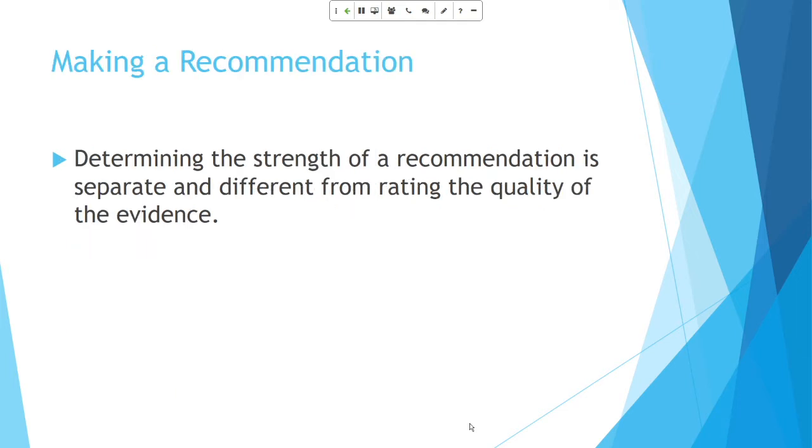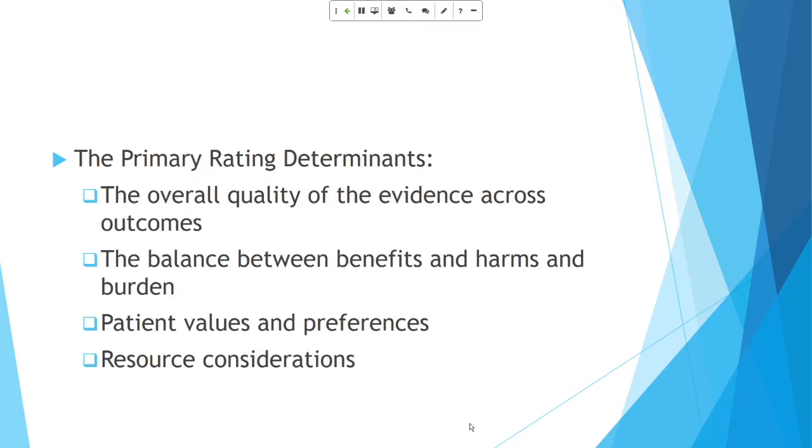When you're looking at making a recommendation, this is where we determine the strength of a recommendation, and it is separate and different from any rating of the quality of the evidence. That is done prior to recommendations being made. The primary rating determinants are going to be the overall quality of the evidence across the outcomes, as well as the balance between benefits and harms, as well as the burden. Going to look at the patient values and preferences in consideration for the resource considerations as well.